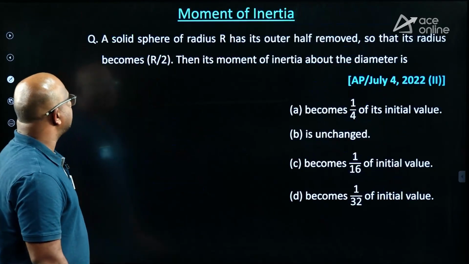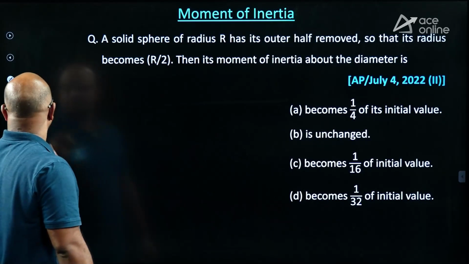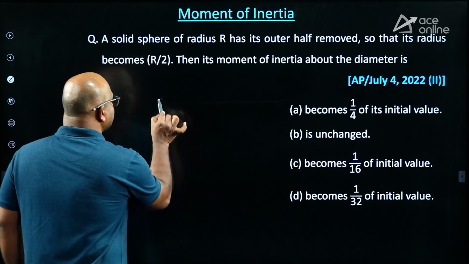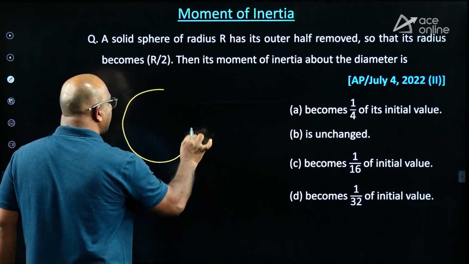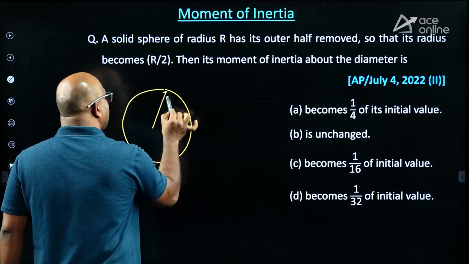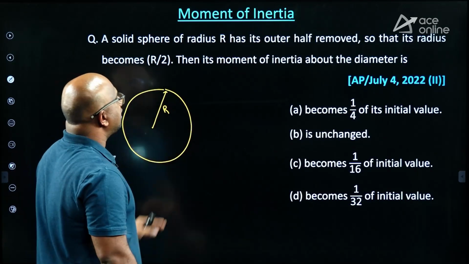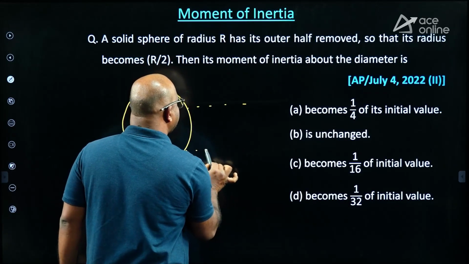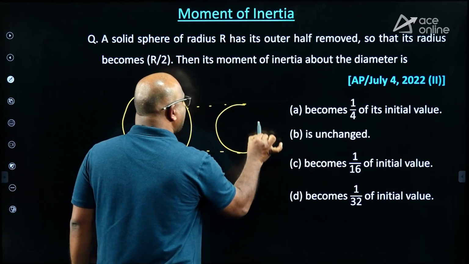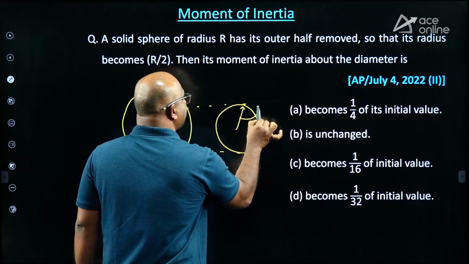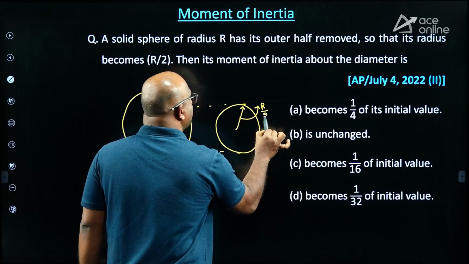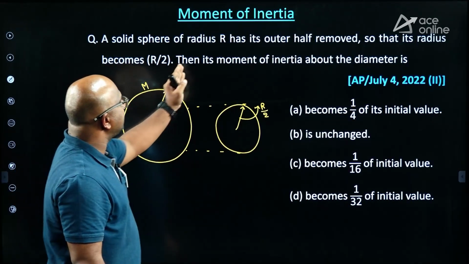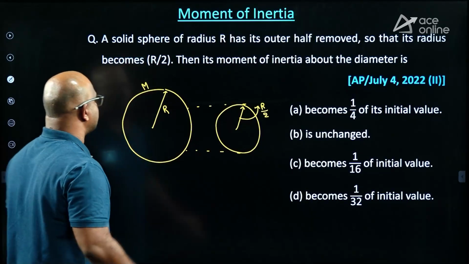Okay? Next one, guys. Now let us start solving this question. Everyone, please look here. A solid sphere of radius r has its outer half removed. So the remaining radius becomes how much, guys? R by 2. Assume the mass is m. Then its moment of inertia about the diameter equals how much?